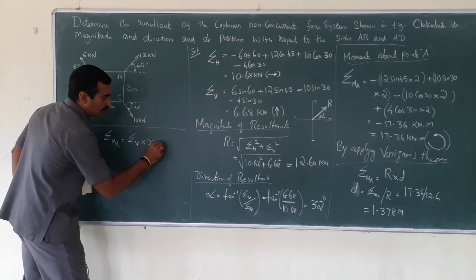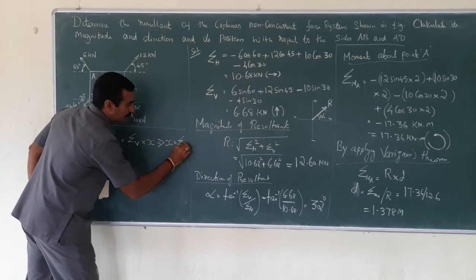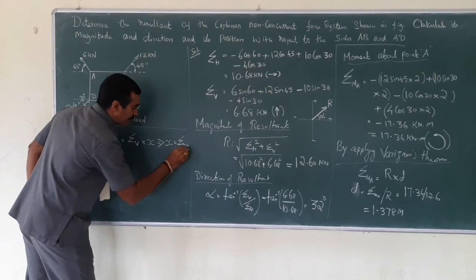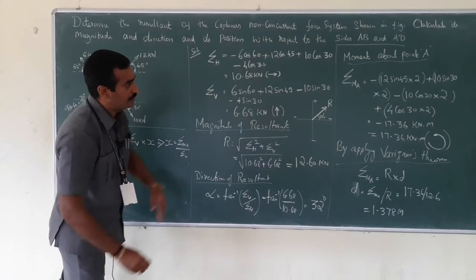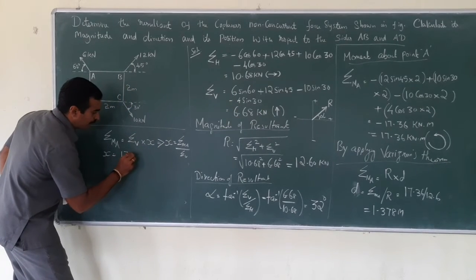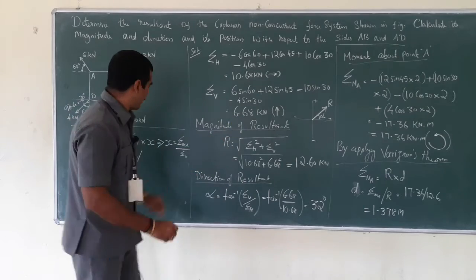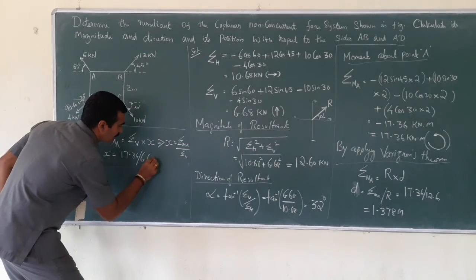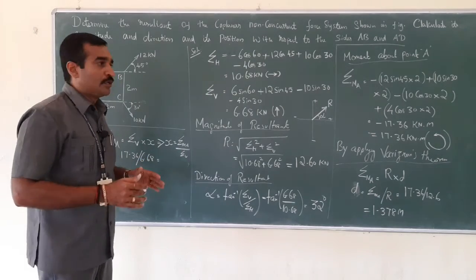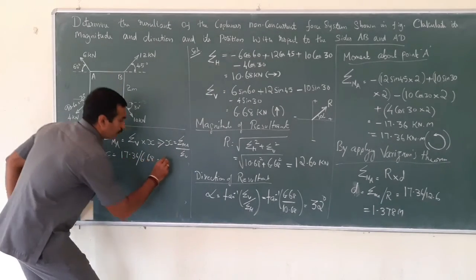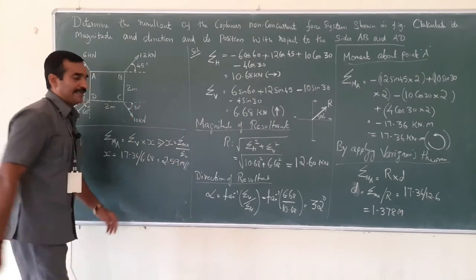So, now X is equal to summation of MA by summation V. Now just substitute this value. X is equal to summation MA value is 17.36 divided by summation V value is 6.68. If you just feed this value in your calculator, you will get roughly 2.59 meter for the X value.